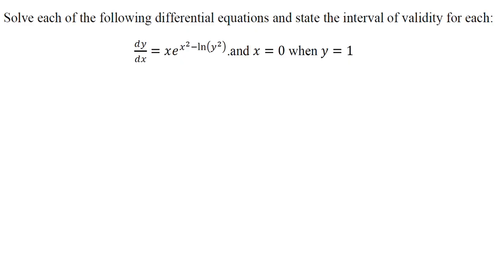All right, for our next one here, we've just got dy/dx equals x e to the x squared minus ln y squared. And when x is 0, y is 1.